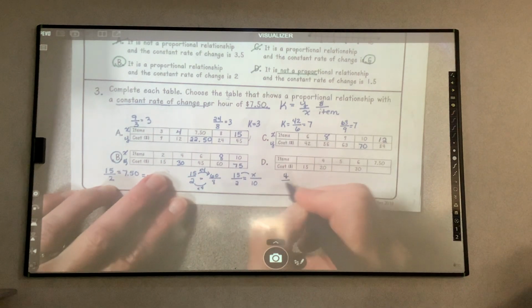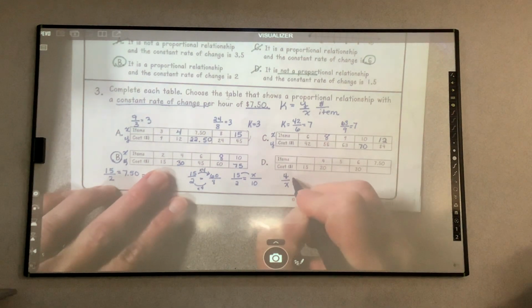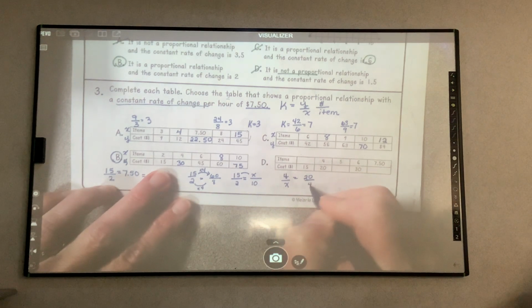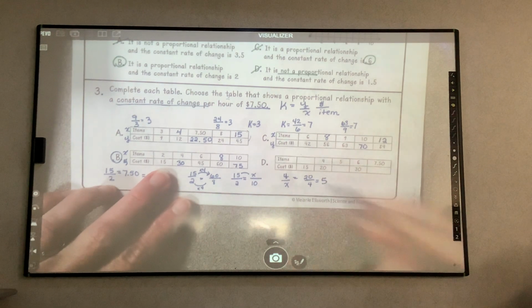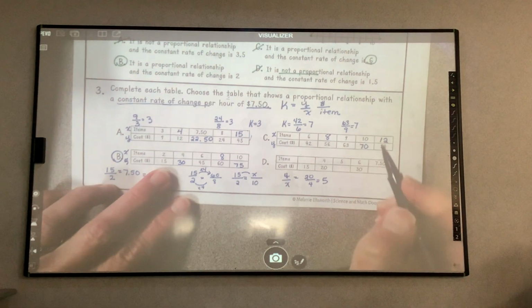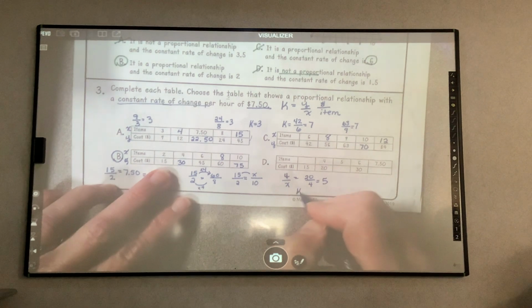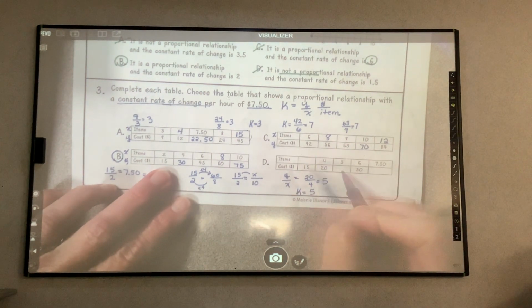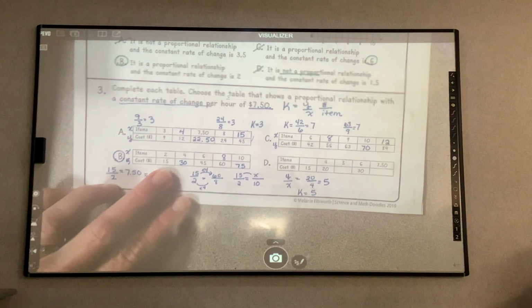Y over X. Go with what you know to start with. So 20 over 4 equals what? 5. So what's my constant? 5. I want you to take a second and try filling out the rest of these on your own, and then we'll go over it.